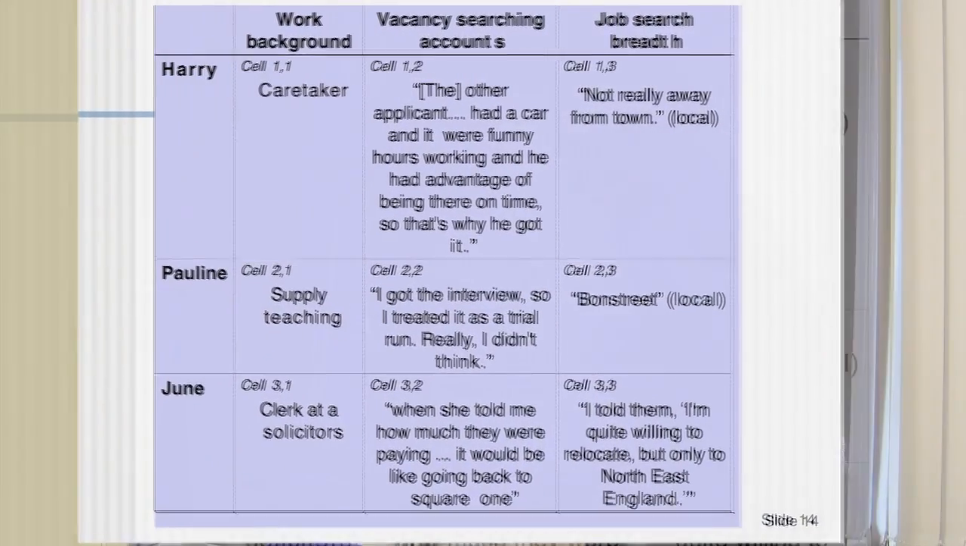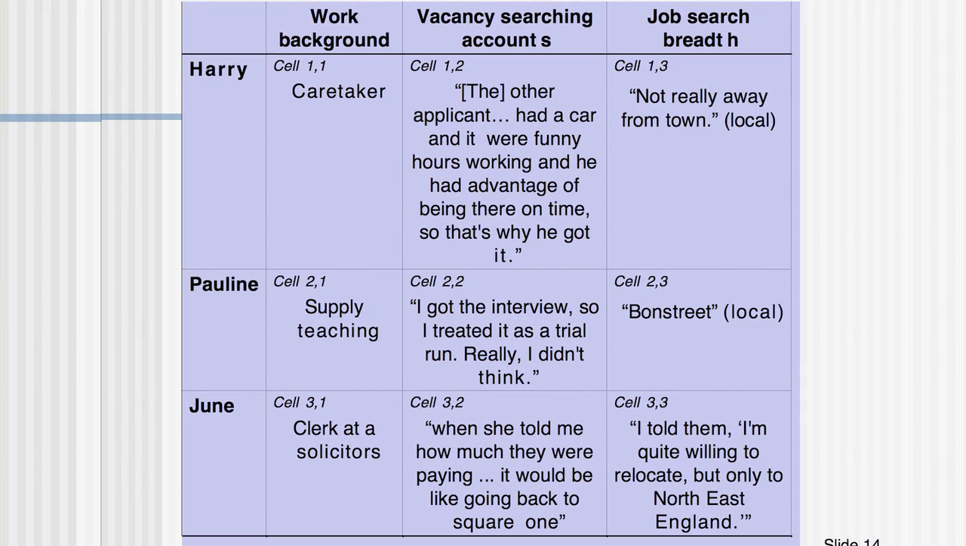So here's that one. In this case, I've got three people from the same study of unemployment: Harry, Pauline, and June. And I'm looking at them, comparing work background, their vacancy searching accounts, how they talk about looking for work, and where they're looking, how they're doing it, what kind of breadth of things.